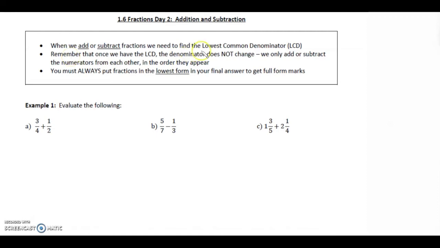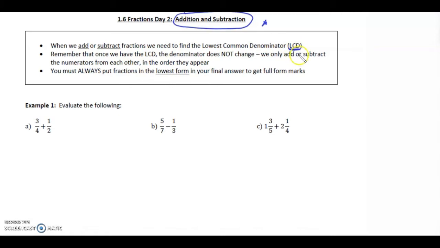Hey, 1.6 fractions, day 2. So this time we're going to talk about addition and subtraction, and this is the one that I feel like is a little bit harder. Okay? When we add or subtract fractions, we need to find the lowest common denominator.